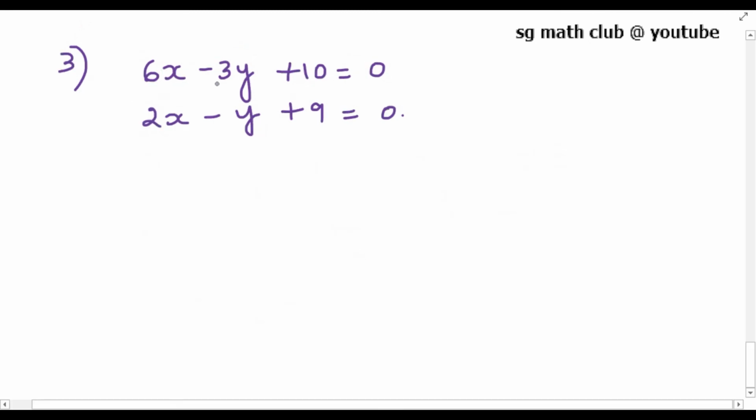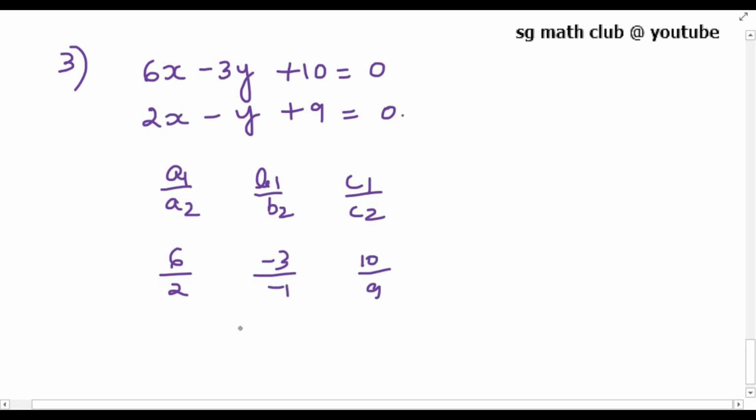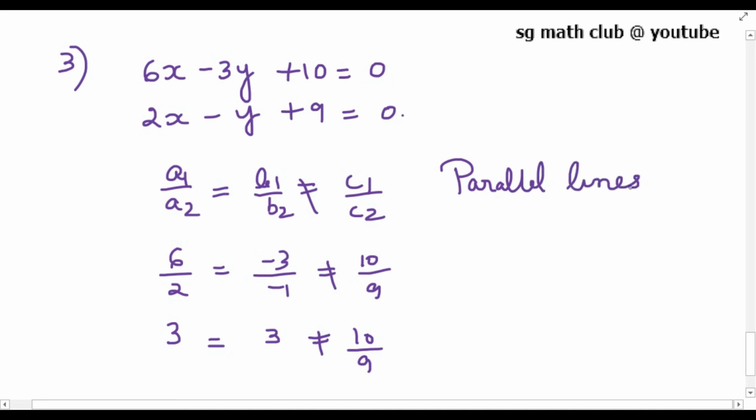Now the third one, 6x minus 3y plus 10 equal to 0, 2x minus y plus 9 equal to 0. Again we will compare their coefficients: 6 by 2, minus 3 by minus 1 and 10 by 9. 6 by 2 is 3, minus 3 divided by minus 1 is 3, and 10 by 9 we write as it is. The first two are equal, but A1 by A2 equal to B1 by B2 is not equal to C1 by C2. That means the graph of that pair of linear equations will have parallel lines. It will have no solution and such equations are inconsistent. So thank you for watching the video.